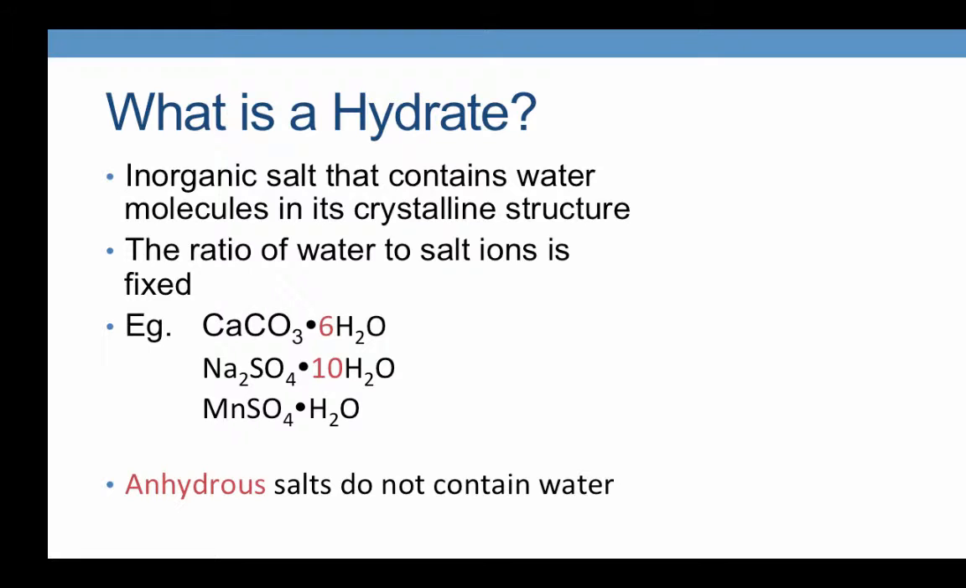So to begin, let's examine what exactly a hydrate is. A hydrate is an ionic salt that contains water molecules within its crystalline structure. What this means is that there's going to be a fixed ratio of water molecules to salt ions. Just as in a calcium carbonate salt, we have one calcium ion to one carbonate ion. In calcium carbonate hexahydrate, we have that one calcium ion, one carbonate ion, and 6 waters.